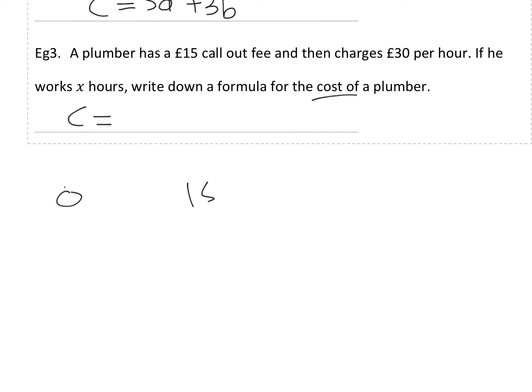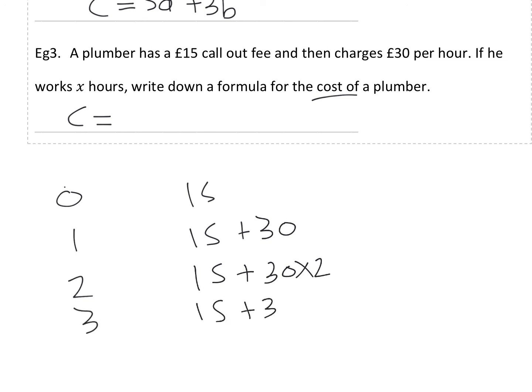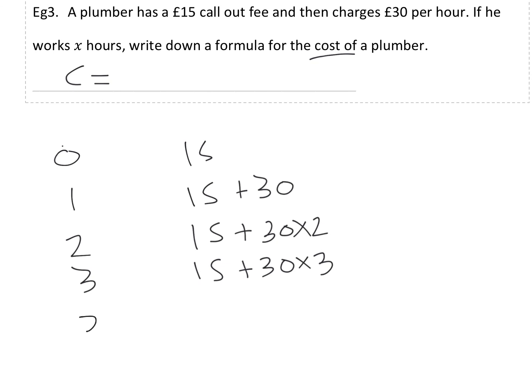If he worked for 1 hour, it's going to cost £15 plus it's going to cost him £30 for that 1 hour of work. If he worked 2 hours, it's going to cost £15 for the call-out fee plus 2 hours at £30, £60. In total, 75. If he worked 3 hours, there's a call-out fee, and there's 3 times 30. So if we say he works for X hours, it's going to be £15 plus 30 times the number of hours he works, which is 30 times X.